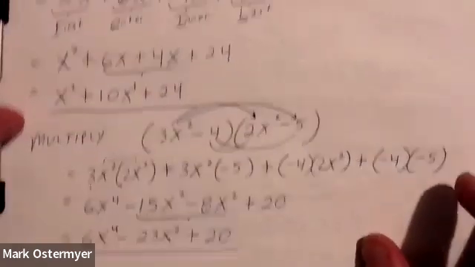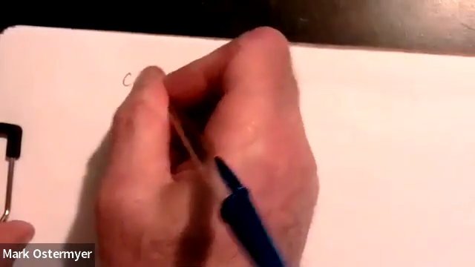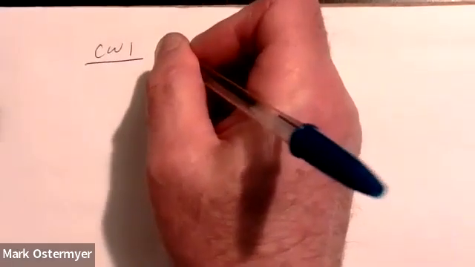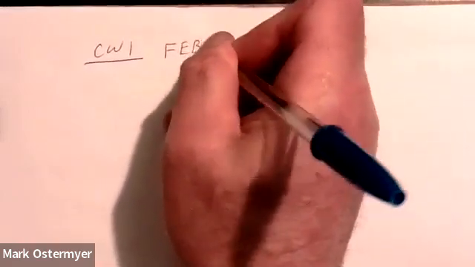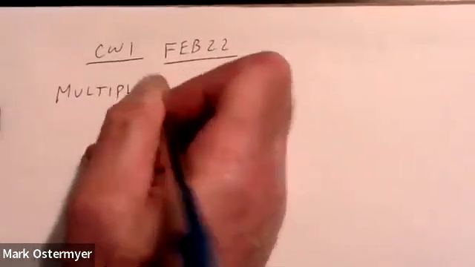All right. Classwork number 1, ladies. I'm going to have you multiply a binomial or two together here. Okay. We'll call this classwork number 1. Now you can just hand this classwork in next week. Don't worry about getting it to me this week. Just bring it to class on Monday and give it to me. So this is February 22nd. I want you to multiply these binomials together here.